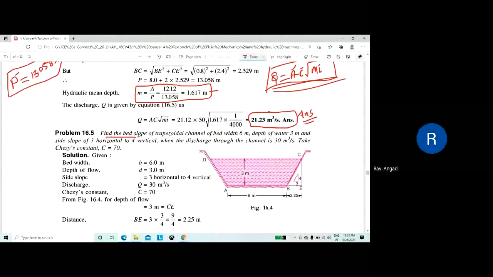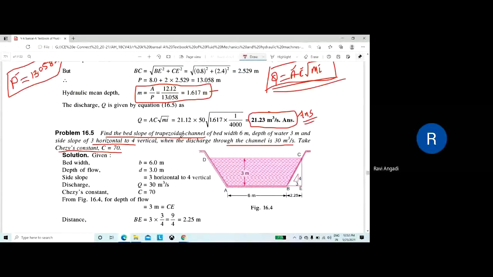Find the bed slope of the trapezoidal channel section of bed width 6 meter, depth of water 3 meter, and side slope 3 horizontal to 4 vertical. See here, the side slope is given as 3 horizontal to 4 vertical. The discharge through the channel is 30 meter cube per second. Take Chezy's constant C equal to 70. Take this as an assignment, solve it now, and tell me the answer.